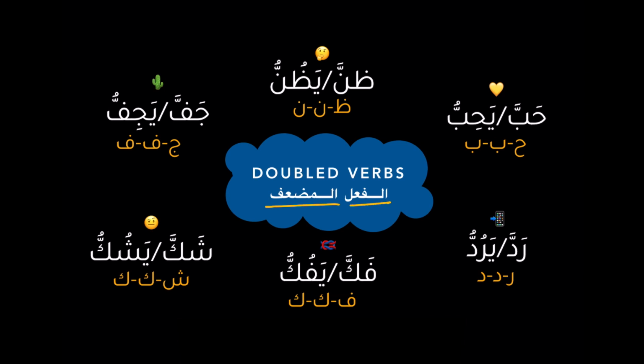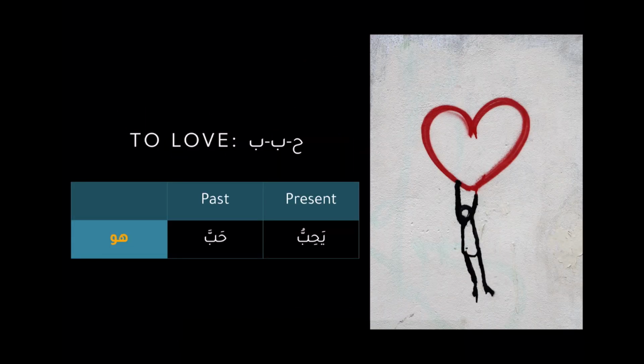Now, most of the doubled verbs you'll come across in the wild will have a dhamma as the stem vowel, but that's not always the case. I included here a couple that have a kasra. The only way to know the true identity of the stem vowel is to look it up in the dictionary. The good news is that once you know how to conjugate one doubled verb, you'll know how to conjugate all of them. So with that, let's get started by conjugating the verb habba yahibbu, meaning to love.